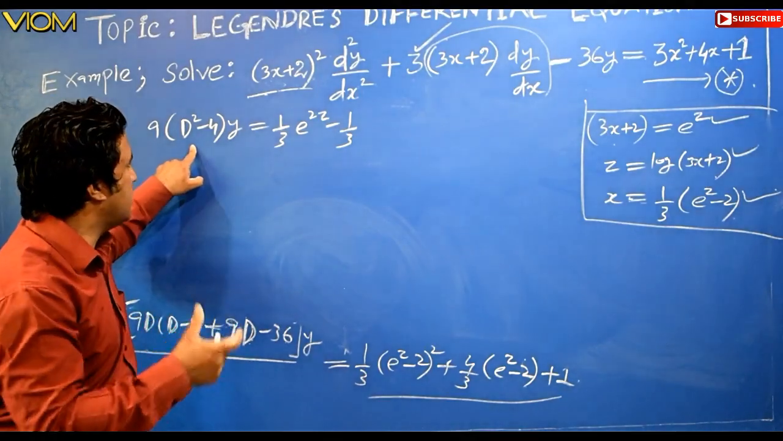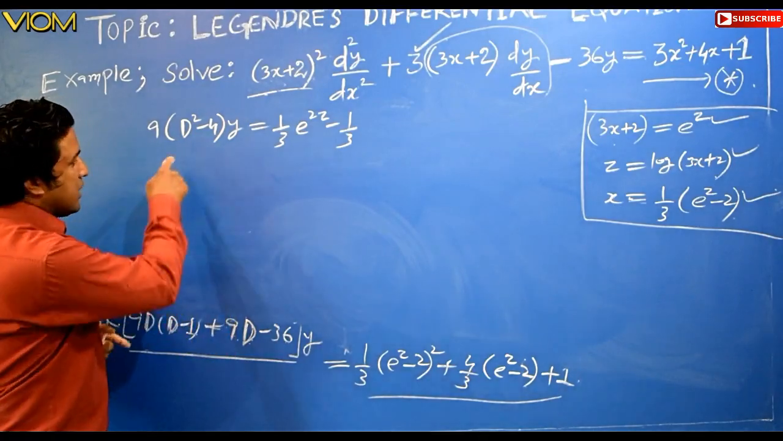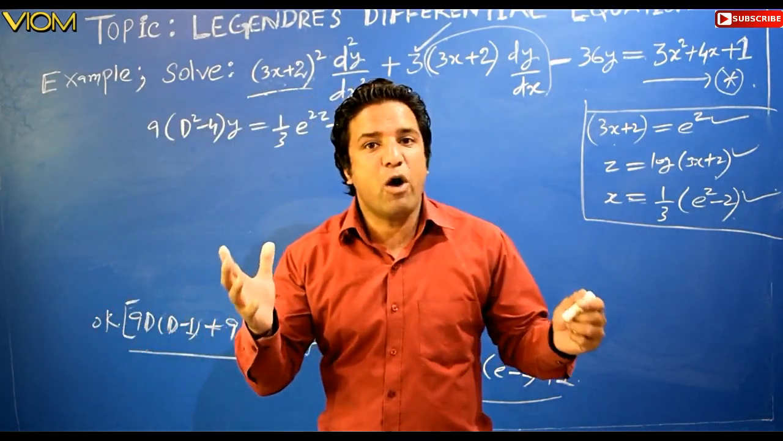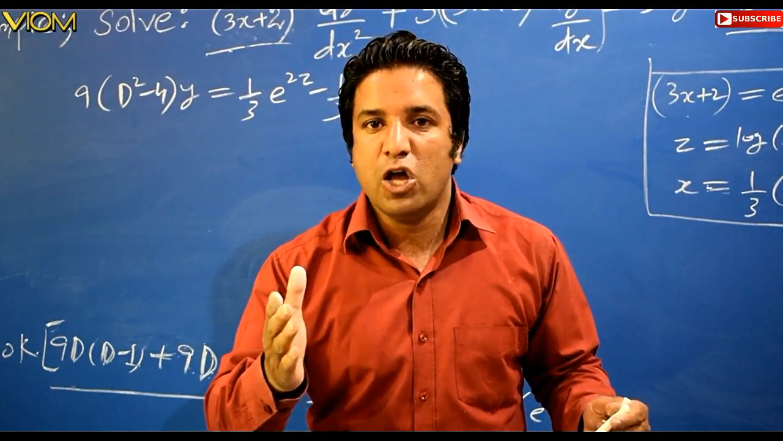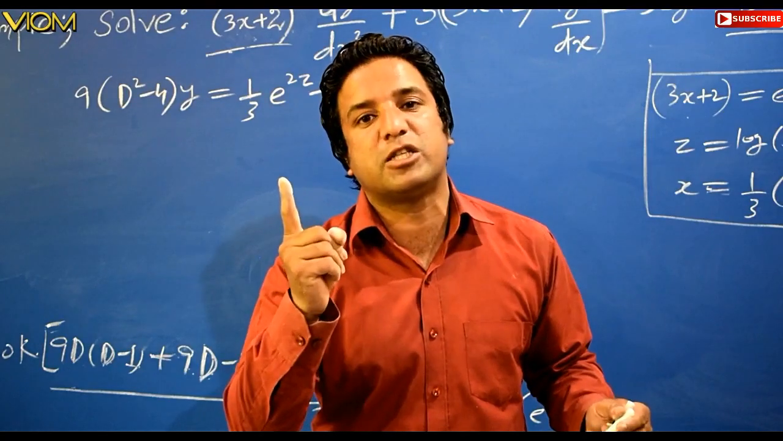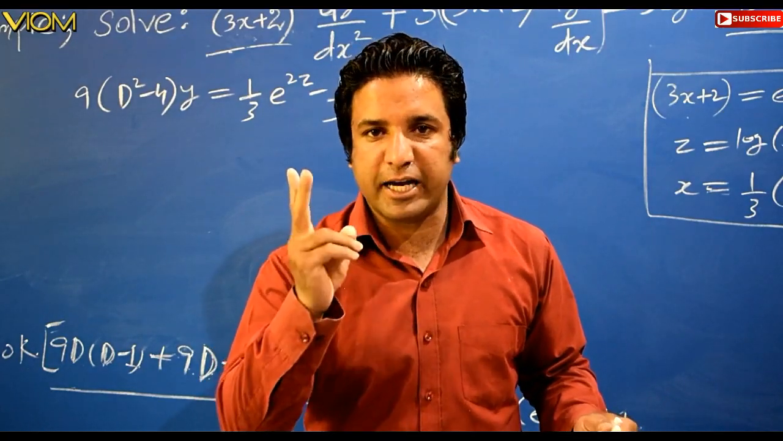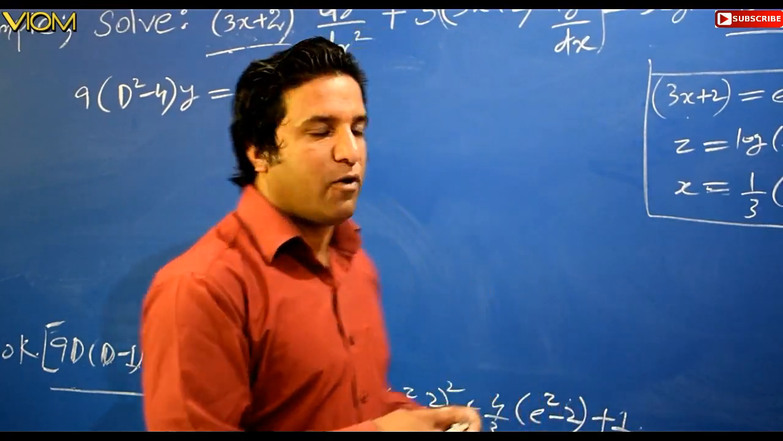This is the differential equation. It contains completely constant coefficients. Whenever you have a linear differential equation with constant coefficients, you know that the solution contains two components. First is the complementary function and second is the particular integral. First of all, we will find the complementary function for this.